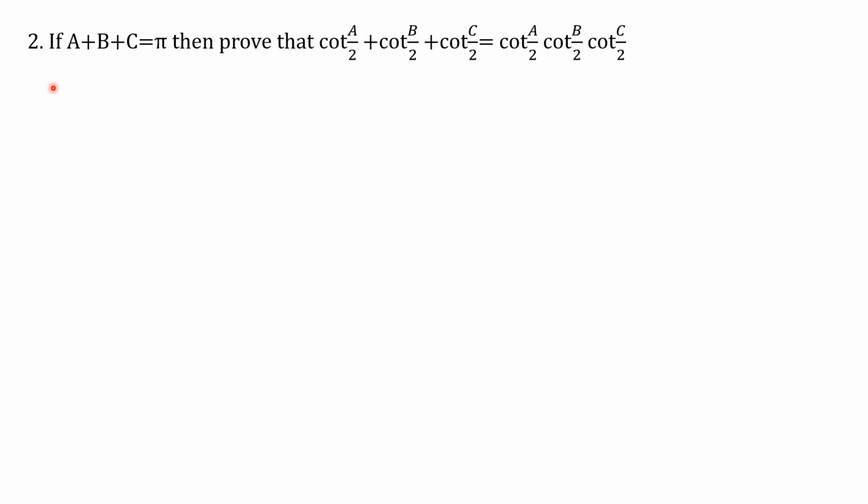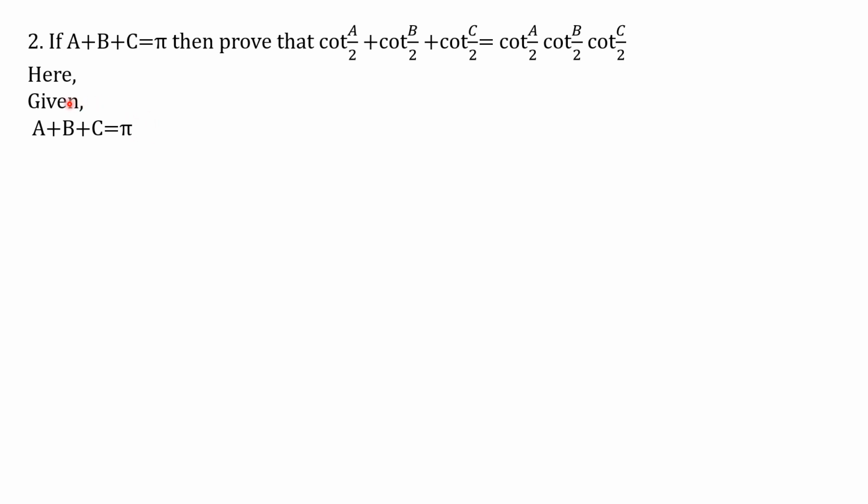Our next question, question number 2. If a plus b plus c is equal to pi, then prove that cot a by 2 plus cot b by 2 plus cot c by 2 is equal to cot a by 2 into cot b by 2 into cot c by 2. So here, what are we given? A plus b plus c is equal to pi.